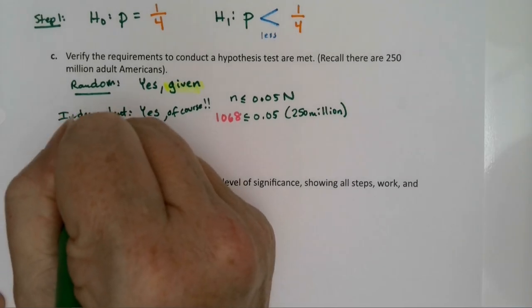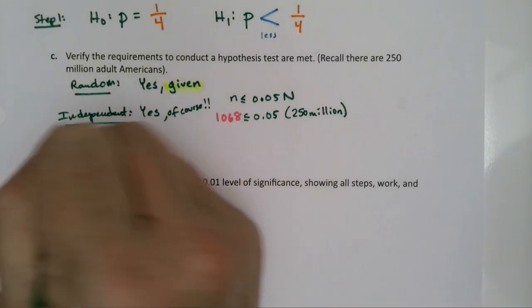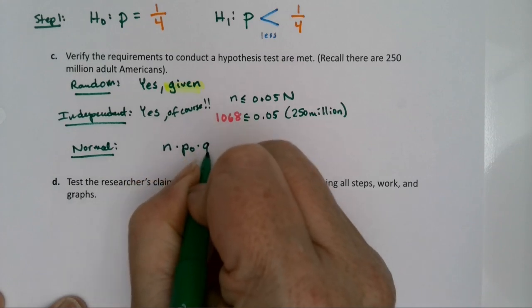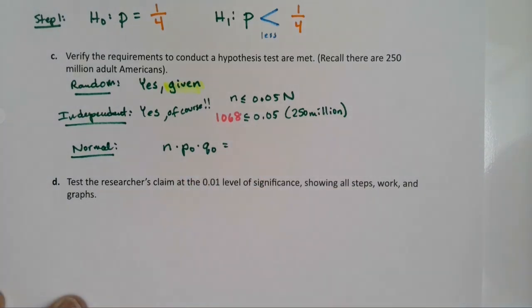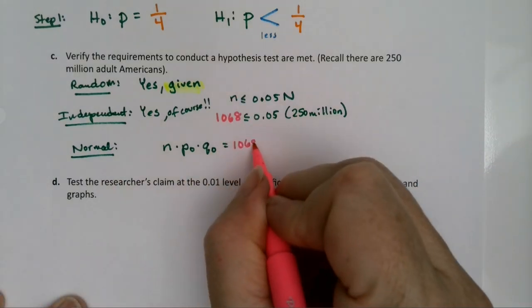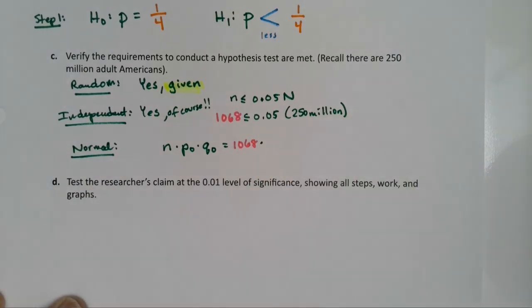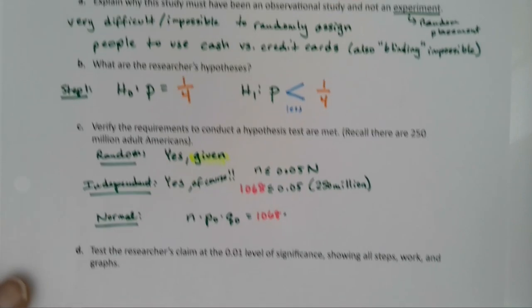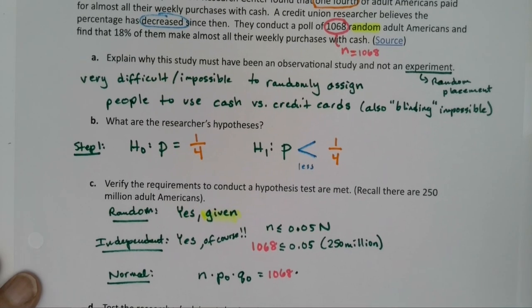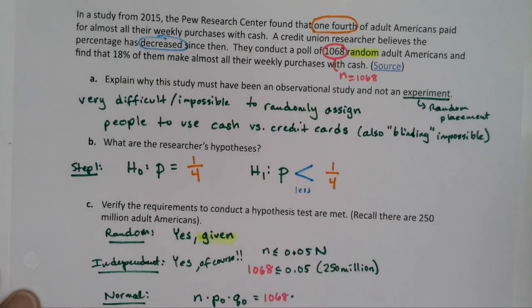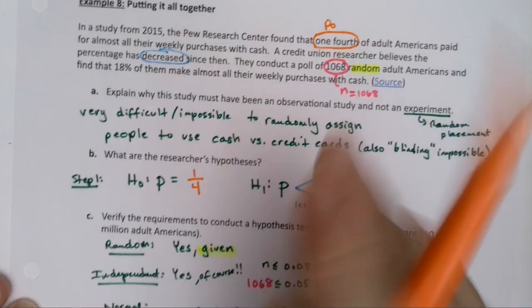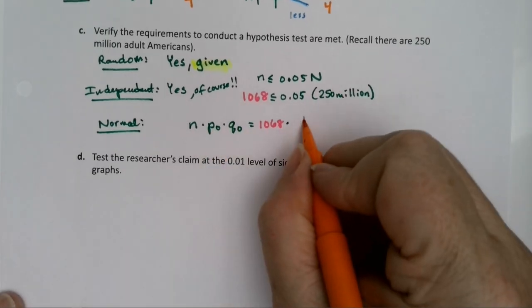Now the trickiest bit is the normal piece. Normal is n times p0 times q0. N we know is 1068 times... now p0, we have to go back up and find p0. P0 is the proportion from the null hypothesis. It's right here, I should have written that right here. So p0 is 1/4.